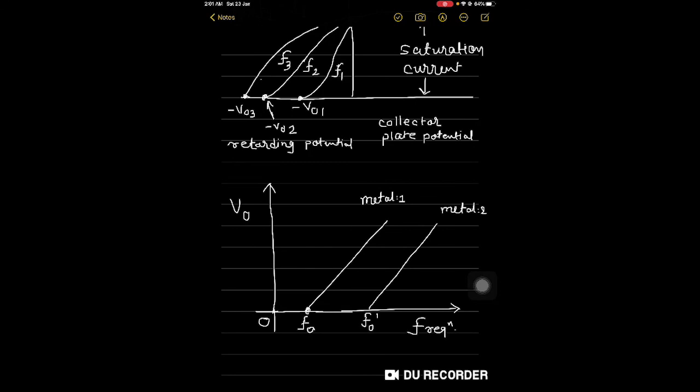Now, the photoelectric emission is an instantaneous process without any apparent time lag, even when the incident radiation is made extremely dim. So, this is about the photoelectric effect and related experiments.